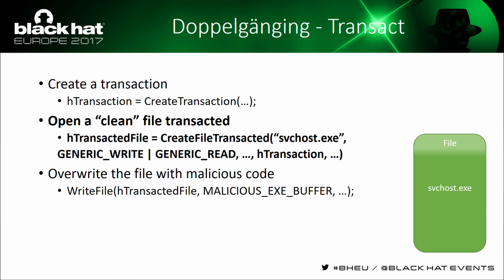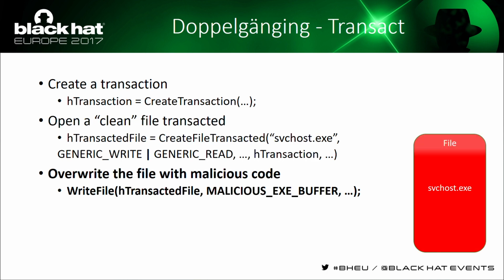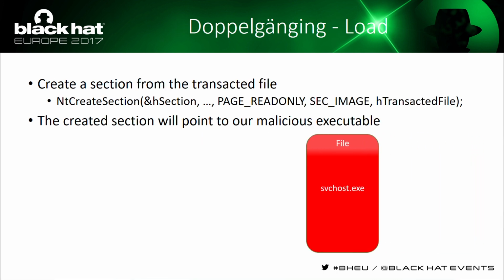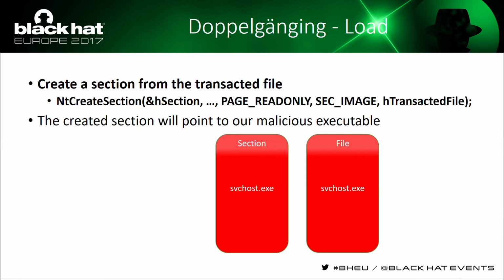At this point, we're going to overwrite the file with malicious code. And so this file object sort of gets tainted with malicious code. However, I'd like to remind you that we're inside a transaction, so anyone trying to inspect this file will not be able to see the changes that we've made because they're outside the transaction context. At this point, we move on to the load phase. The load phase is basically to create a section from the tainted file and have that section point to our malicious executable. And so we have a section created from the transacted file.